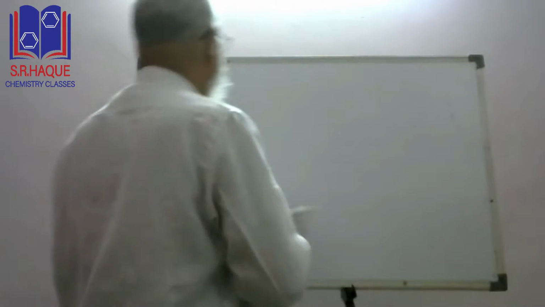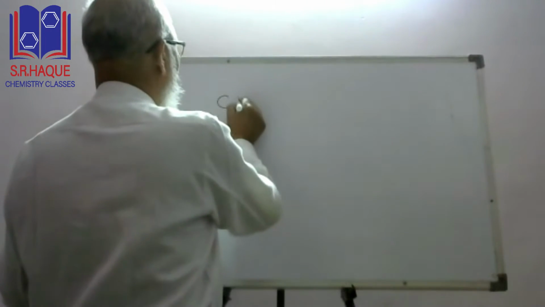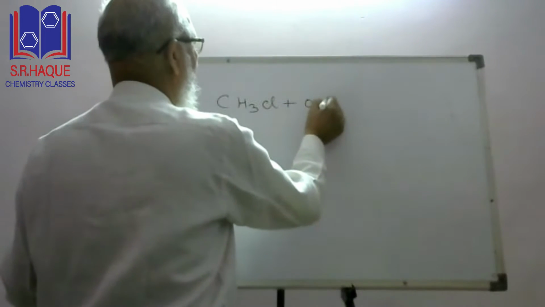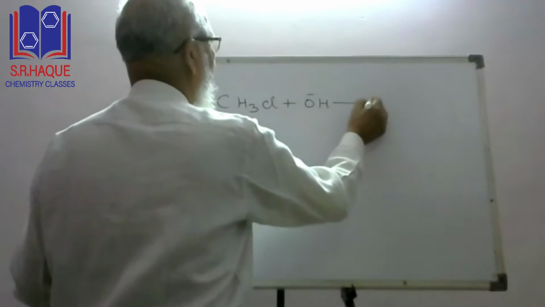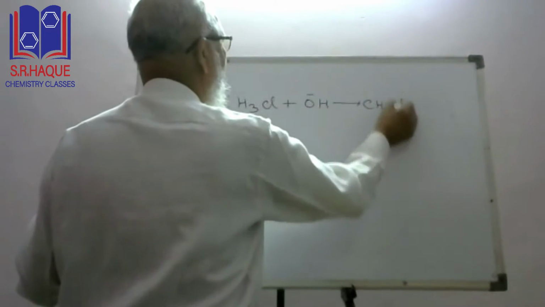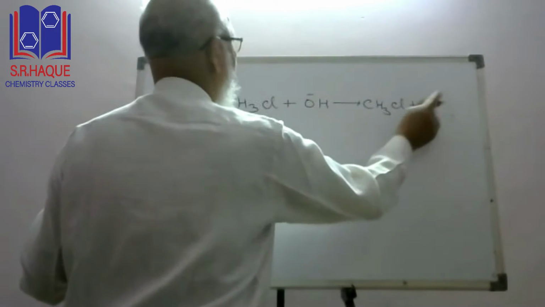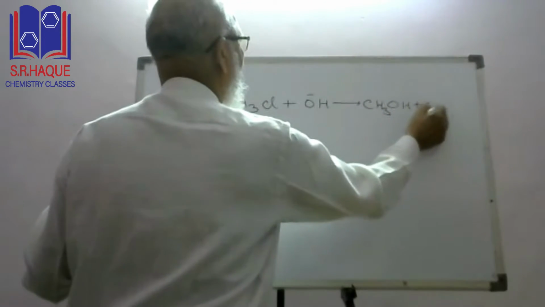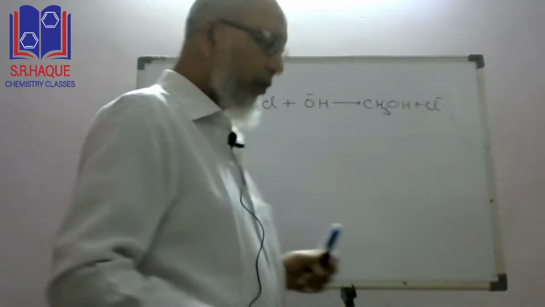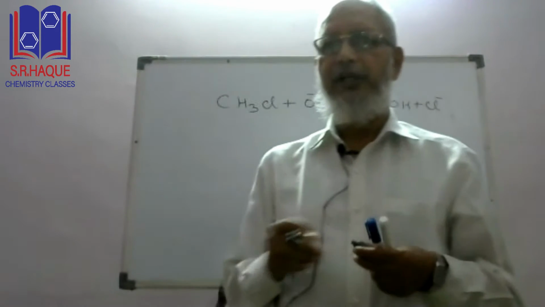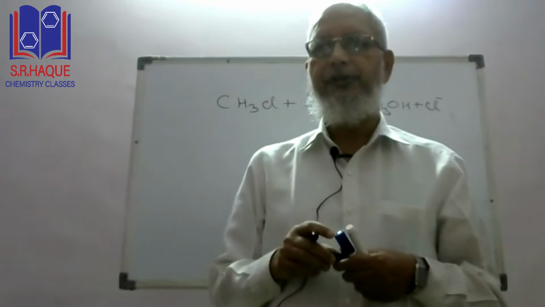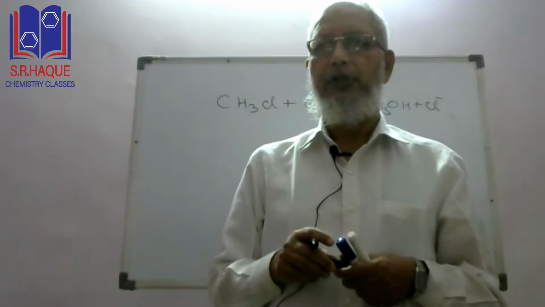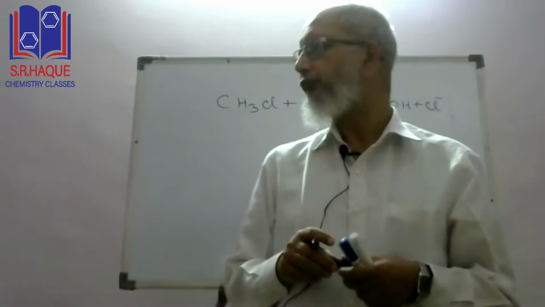The most familiar example of the alkyl halide showing nucleophilic substitution reaction is CH3Cl plus OH minus giving you CH3OH plus Cl minus. Here OH minus is replacing Cl minus, that is the chloride ion. It means that OH minus is a stronger nucleophile in comparison to the chloride ion.